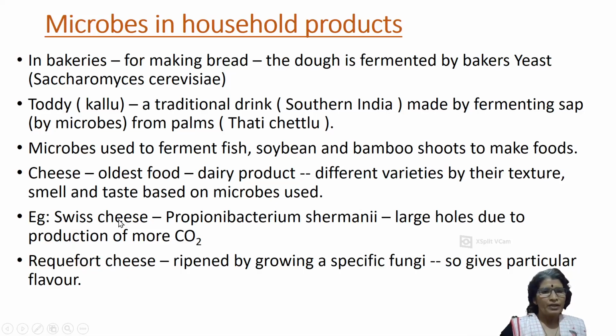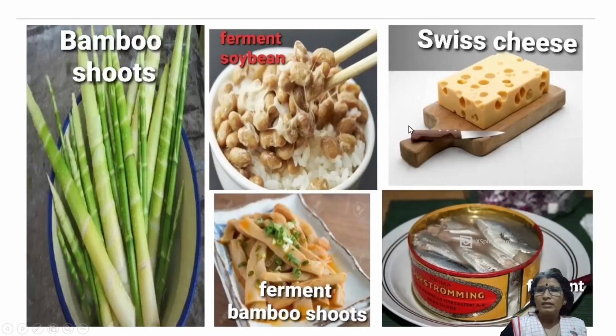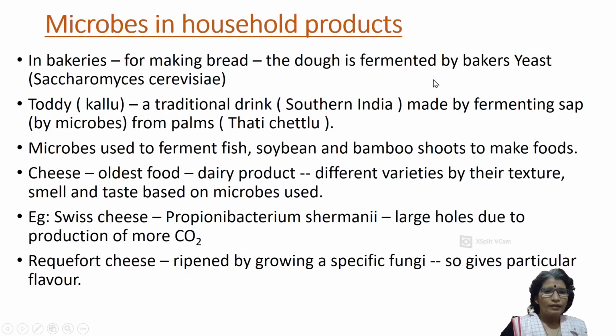In the preparation of Swiss cheese, we have to add Propionibacterium shermanii to the milk. Then milk is converted into Swiss cheese. What is the speciality of Swiss cheese? Swiss cheese has large holes due to the production of more carbon dioxide by the activity of Propionibacterium shermanii. And Roquefort cheese.